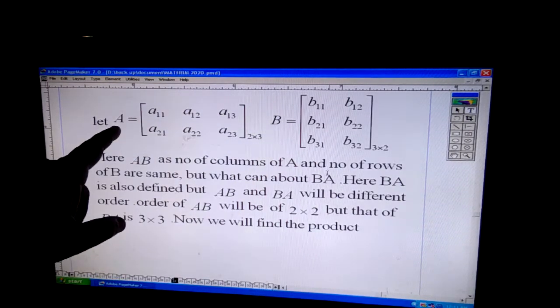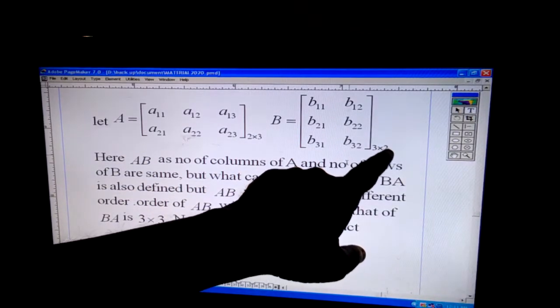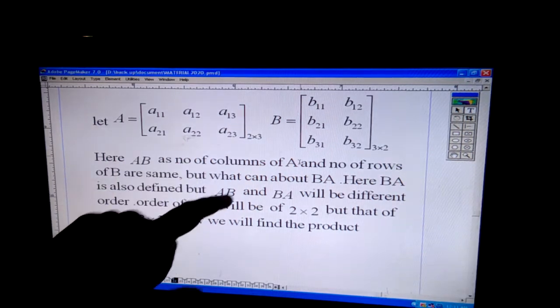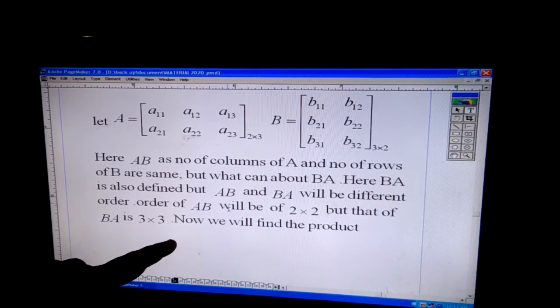What can you say about B? If you consider B into A, in case of B we have two columns, and in case of A we have two rows. So B into A is also defined. But A into B and B into A will have different orders.